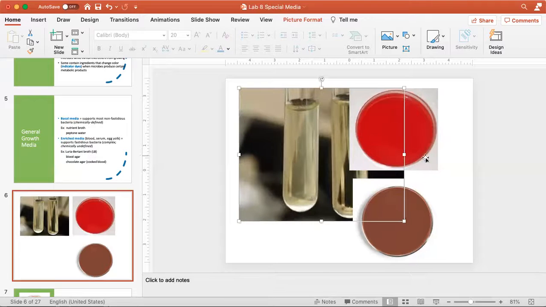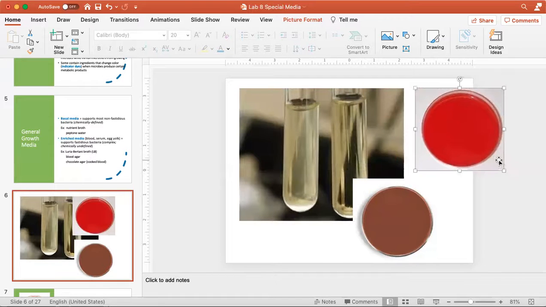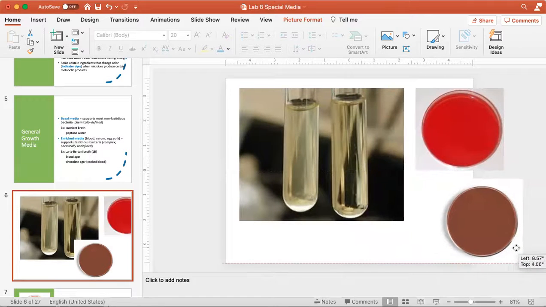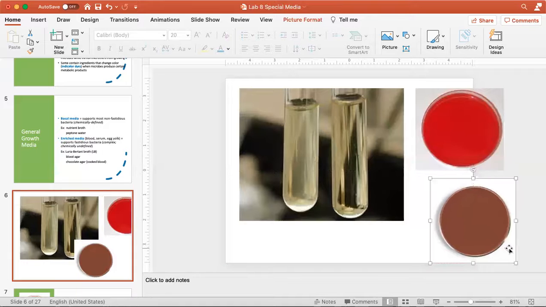When we grow microbes on an agar plate, it's very easy for us to know if we've been successful. We're going to see colonies on the agar plate, or at least streak lines of growth on the agar plate. It's very different when we grow in broth, right? We're not going to see colonies in broth. So how do we know if we've been successful?